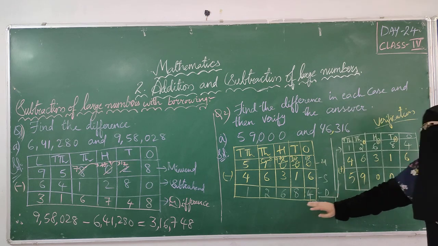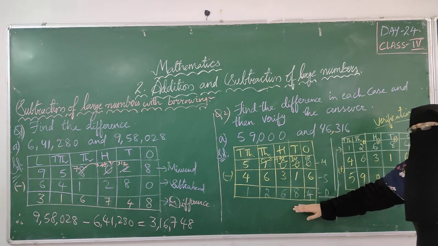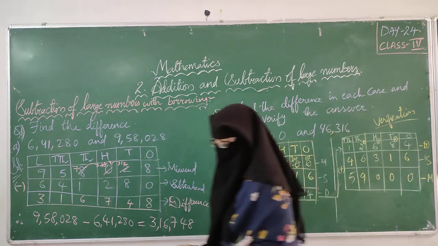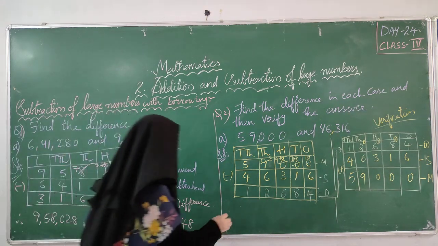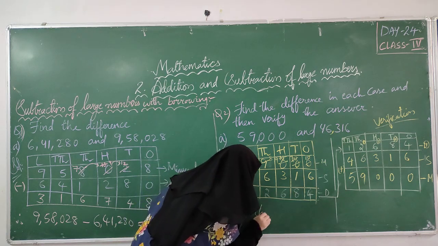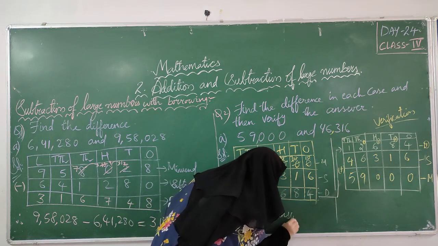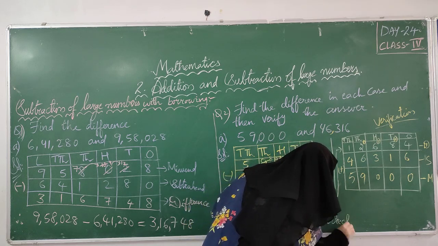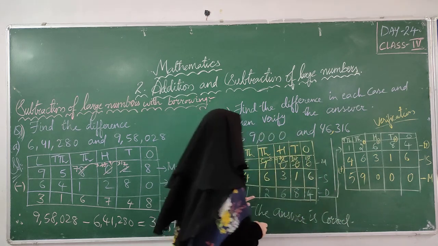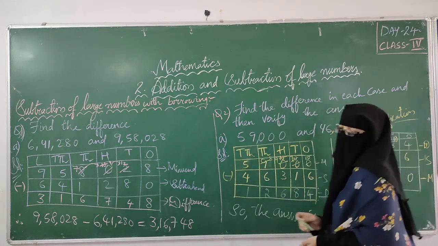So therefore, our difference, the result of subtraction, is our correct answer. Okay. We got the correct answer. So the answer is correct. We can write here like this. What is our answer? The answer is correct. What is our answer? 12,684.